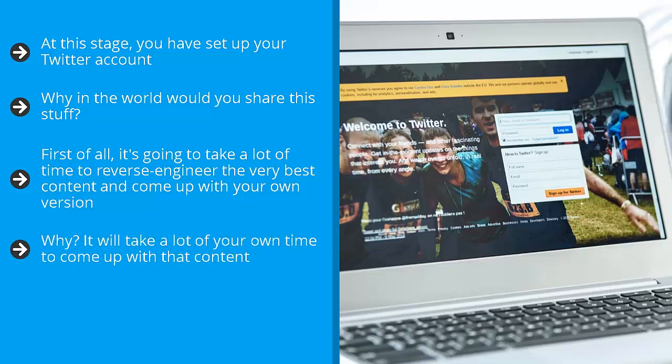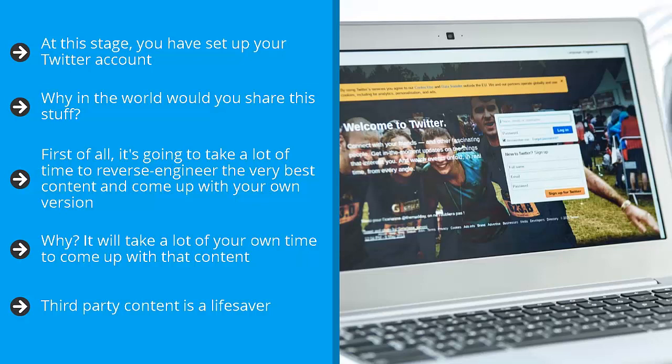Why? It will take a lot of your own time to come up with that content. You probably have better things to do. You probably have other things you could be doing that would currently pay you more money. Third-party content is a lifesaver. This is called curation. You take the best content that everybody else has to offer and then you share it through your social media accounts.